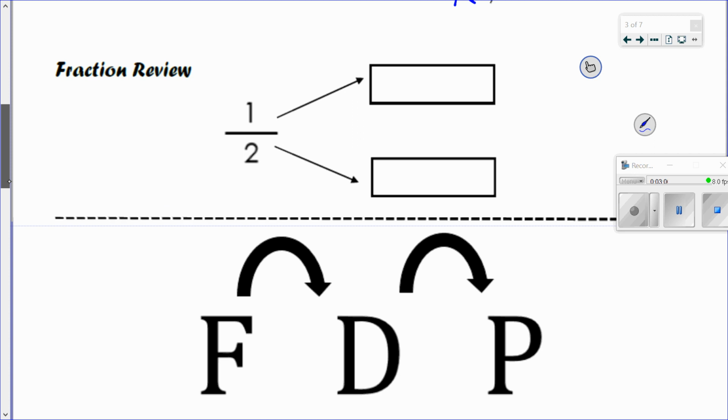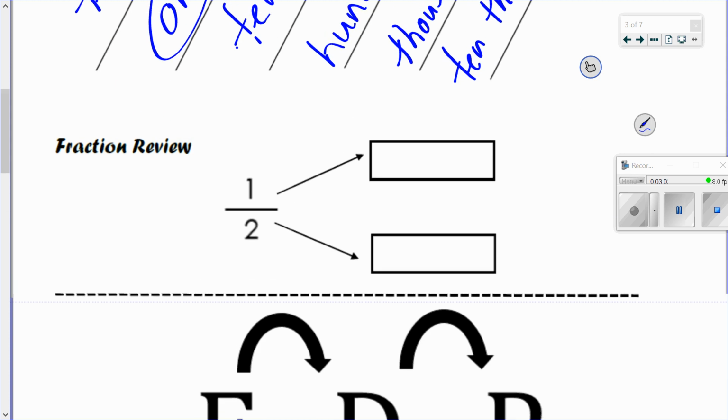So fraction review, we already did some of this. This one should be really easy. Our 1 is what? What do we call that? Numerator. And then the 2 is? Y'all are nailing it so far. This should be easy, right? Okay. So in a fraction, we've got a numerator and a denominator. Everybody good so far?